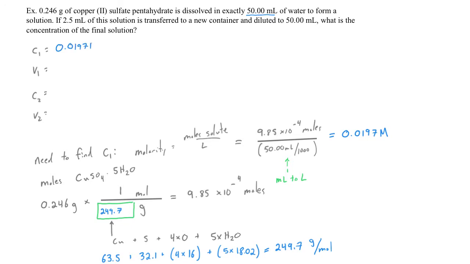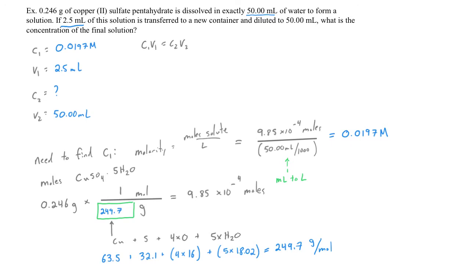So that's the value for our variable C1. It's 0.0197 molar. Our initial volume, the amount we took out of that solution to dilute, is 2.5 milliliters. We're diluting that 2.5 milliliters to 50 milliliters.